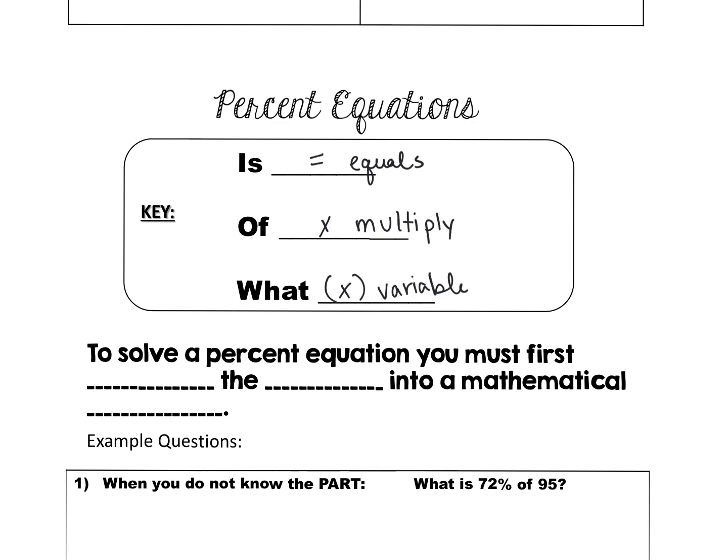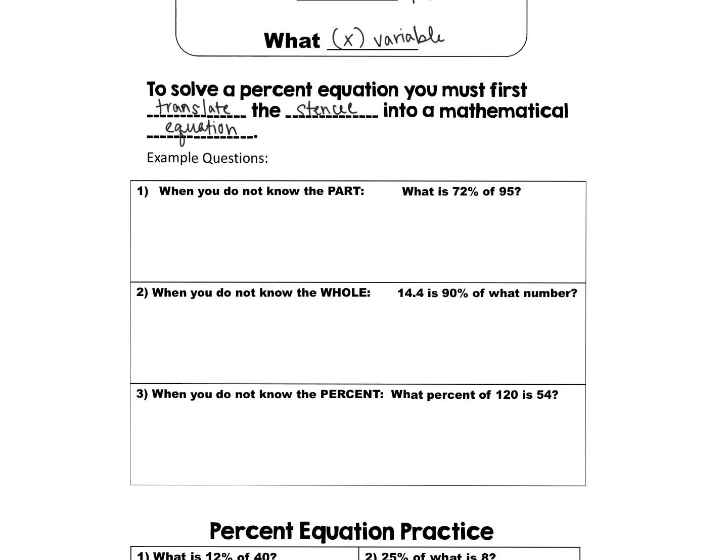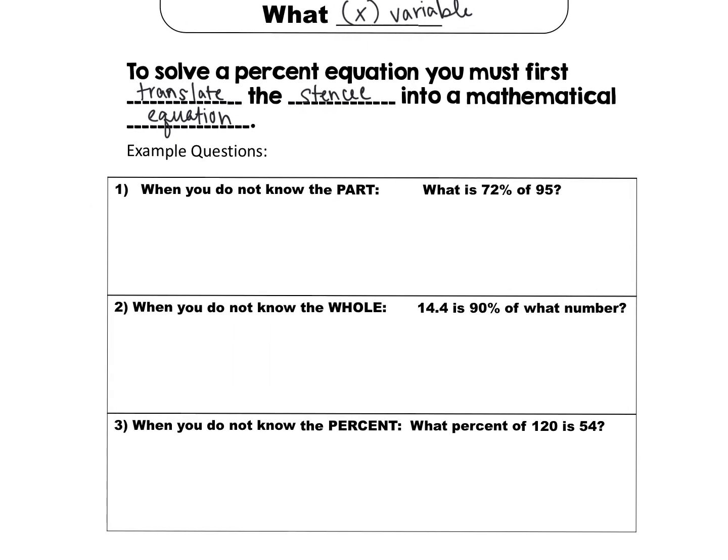So to solve percent equations, you must first translate the sentence into a mathematical equation. Oop. Oh gosh, I can't write today, guys. Sorry. And I think that's what a lot of you guys were struggling with, is translating into a mathematical equation. So when do you not know the part?